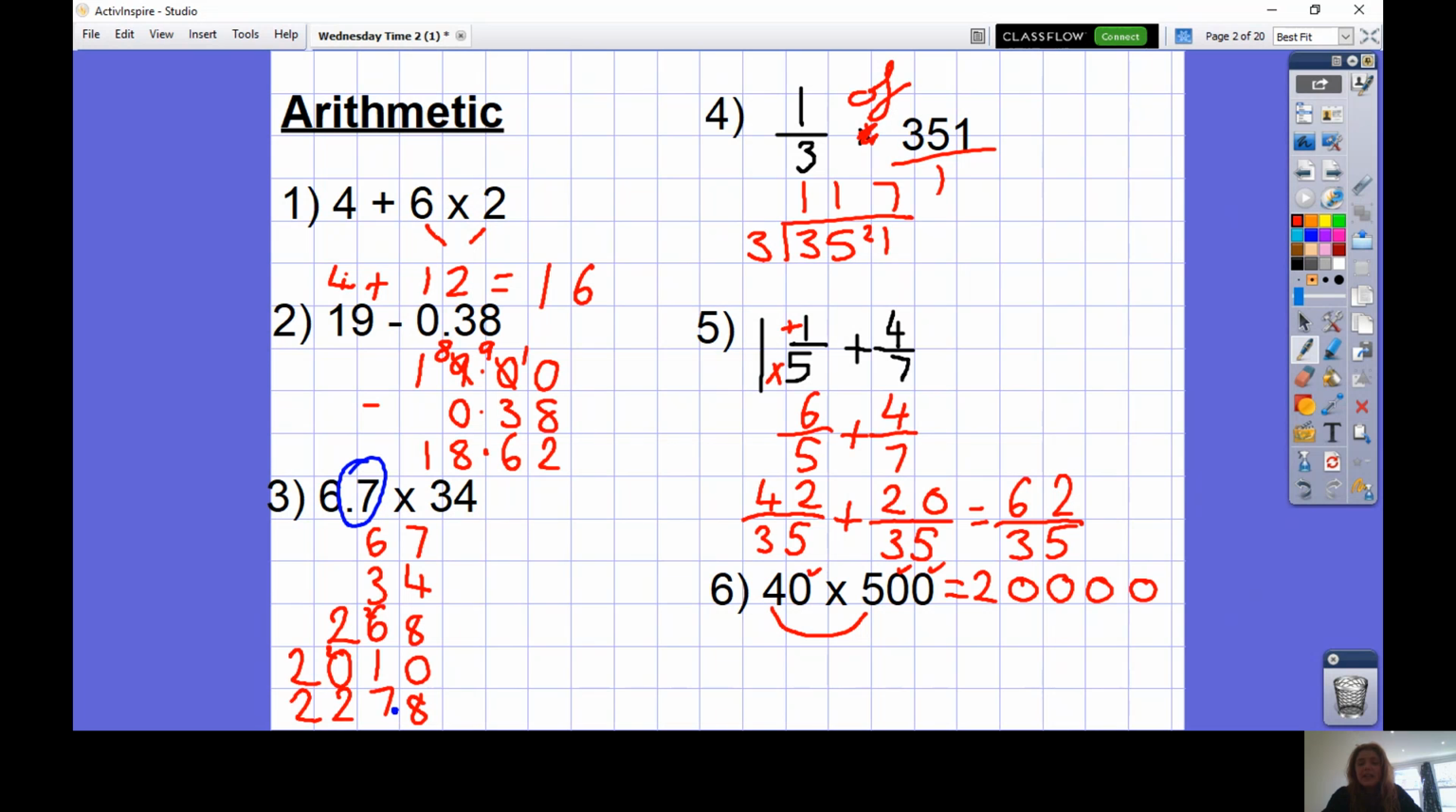Question 5, converting and then making them into 35ths and then adding them. Question 6, make sure you first find your known fact and then you add on your extra zeros. It's not that there should be 3 zeros, there should be 3 extra zeros. So if you said it was 2,000, that's wrong, it's 20,000.